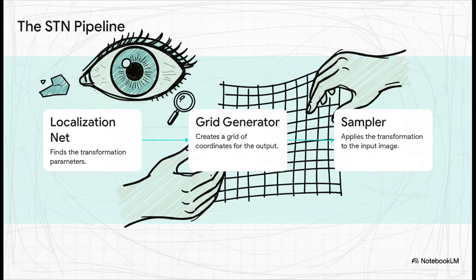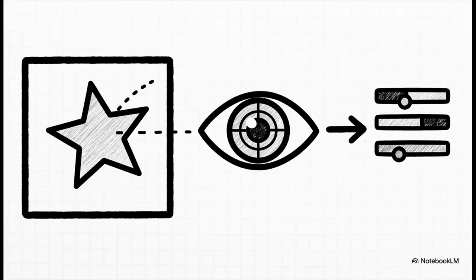So let's zoom in on that first step, the eyes. Everything kicks off with this thing called the localization network. It's basically a targeting system. It's a little mini network that scans the whole input image and then spits out a set of parameters. Think of them as instructions that say, okay, here's where the important stuff is, and here's how it's tilted.